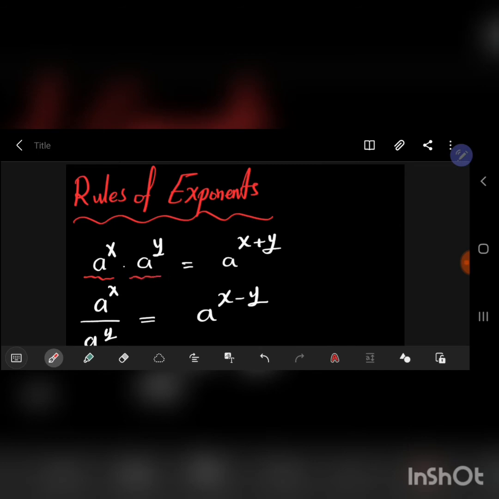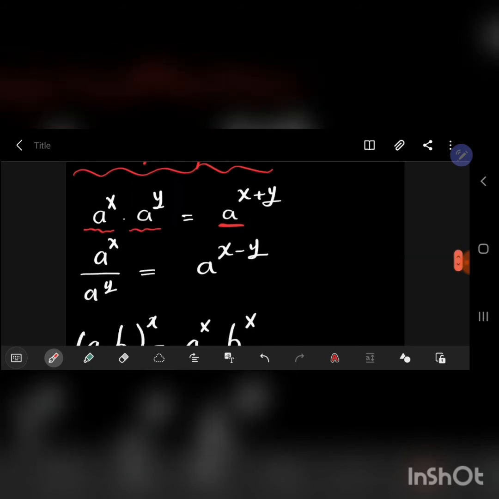This means the same base but with different powers. So if I have the same bases with different powers between them, multiplied, I take the same base and take the sum of the two powers. So I take x plus y, but the bases have to be the same. The second rule says if I have a base to a power over the same base to another power, I take the difference between them.